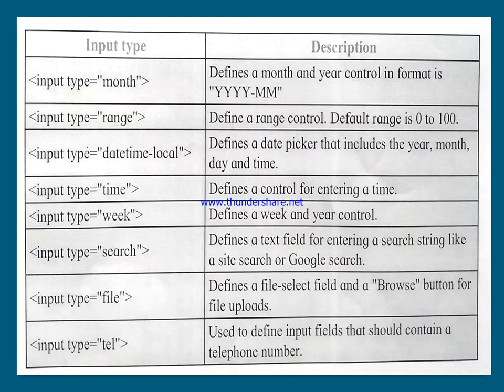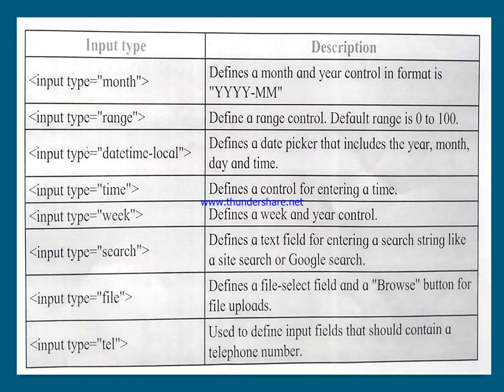Next is input type equal to time. So it defines the control for entering a time. That means, as we know, time is in the format of HH, MM and SS, which stand for hours, minutes and seconds.